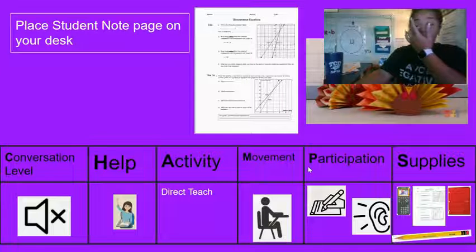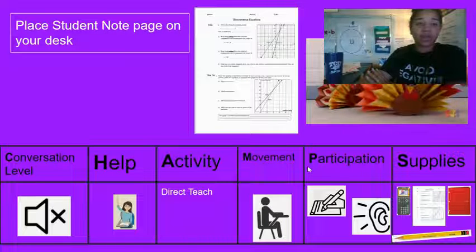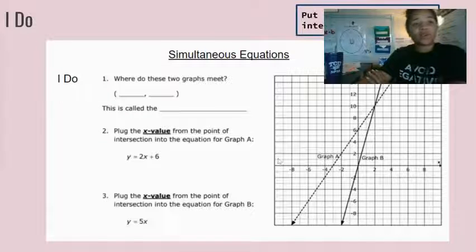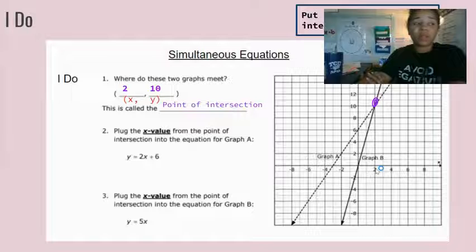Now you're going to get this packet out. The sub has it, so you just ask for it. Simultaneous equations look like this, okay? First we're going to put our finger at the point of intersection. It is right there. We see that these 2 lines cross at 2 and 10. So we know when our x is 2, our y value is 10. This is called the point of intersection, okay?